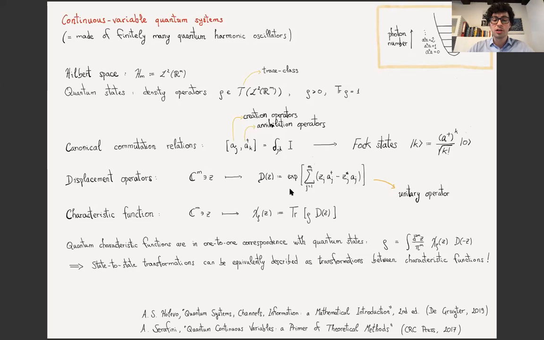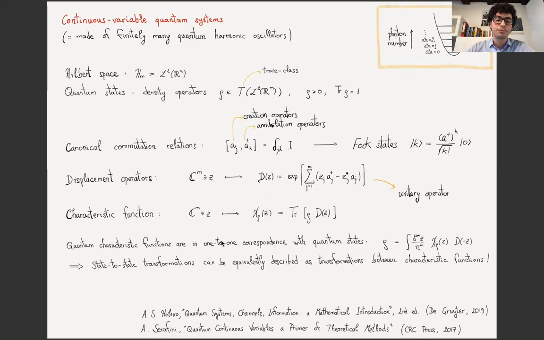Another very important object that we can construct is the displacement operator. It's the exponential of a linear form in the creation and annihilation operators, where z_j is a vector of complex numbers. These are unitary operators, like isometries of the Hilbert space, and actually even surjective. In terms of those, you can construct what is called a characteristic function. You have this bunch of unitary operators, and you take the trace of your state rho against all of them. This will be a function defined on C^n.